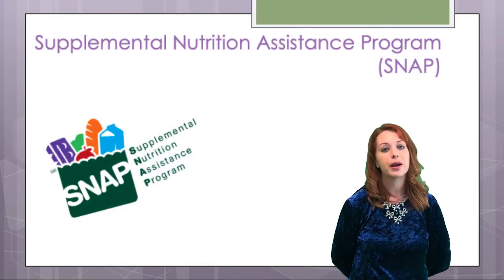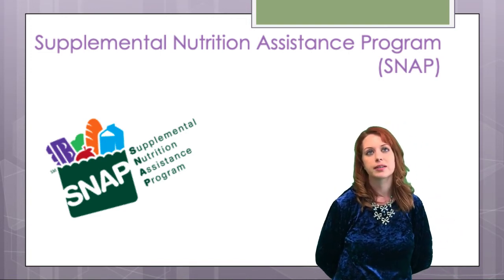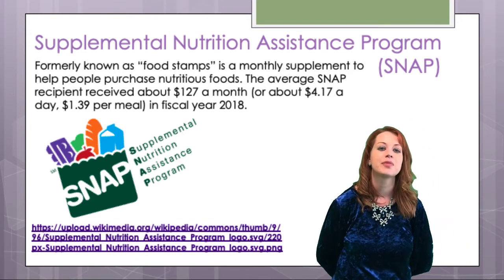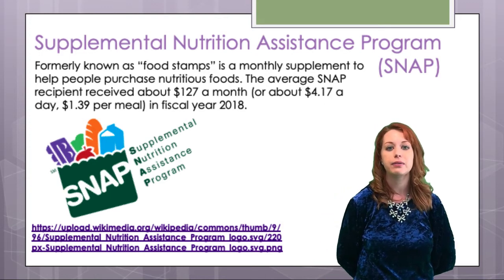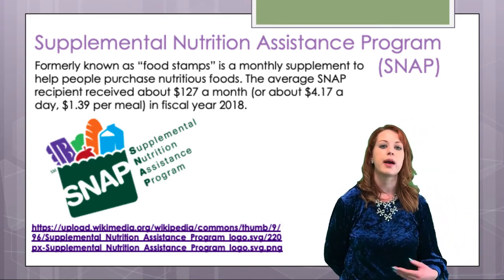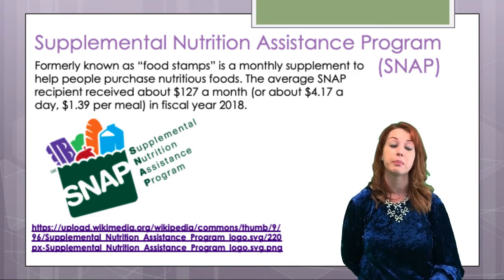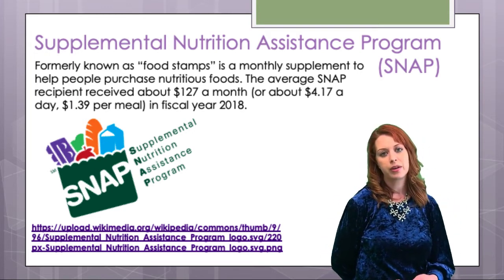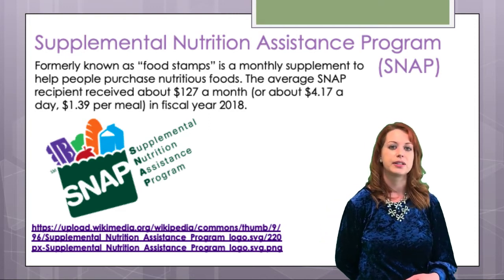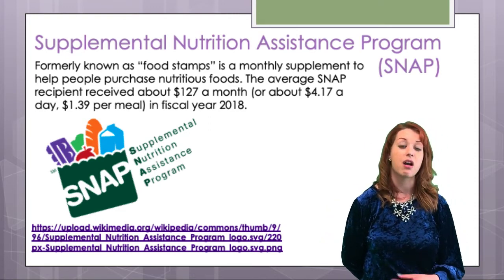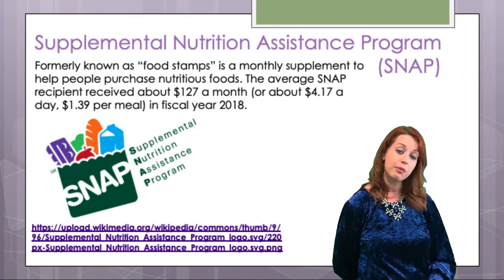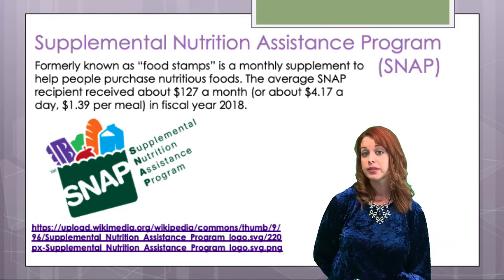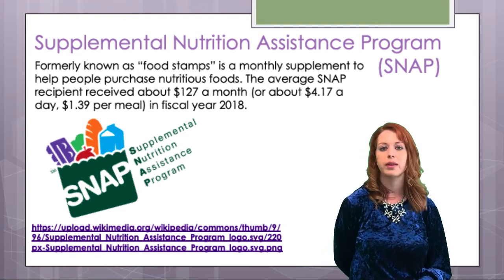There are a variety of government programs to help needy people. The first one I'll talk about is called SNAP, or the Supplemental Nutrition Assistance Program, formerly known as food stamps. Now, SNAP gives needy families or individuals a certain amount of money in order to buy nutritious foods to supplement their income. The average SNAP recipient received about $127 a month, which calculates to about $4 a day in the fiscal year 2018. And it's important to note that there are certain items that you cannot purchase with SNAP. For example, you cannot purchase alcohol, you cannot purchase pre-prepared foods, and you cannot purchase household items like toilet paper and paper towels.